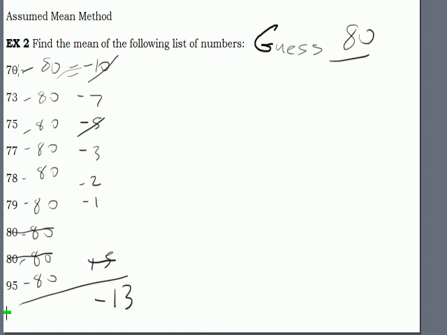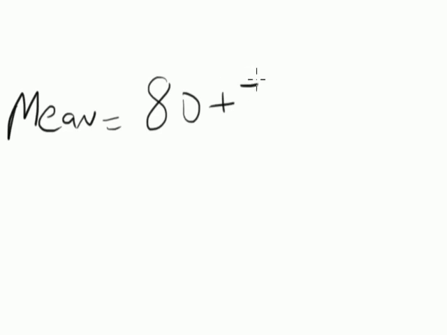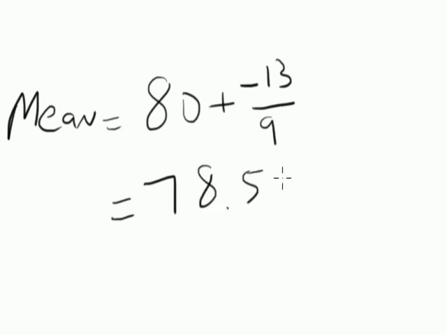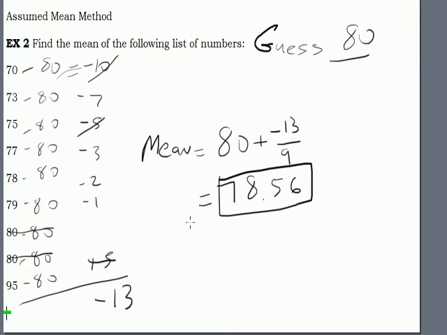There were 1, 2, 3, 4, 5, 6, 7, 8, 9 data points here. So the actual mean should be 80 plus a -13 ninths. Whatever that works out to be, that'll be 78.56 or so. That should be my mean.